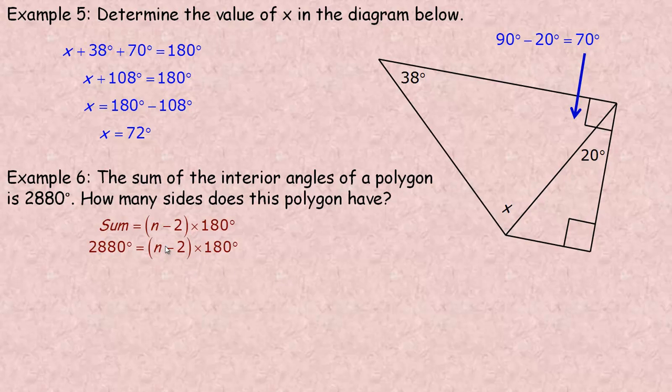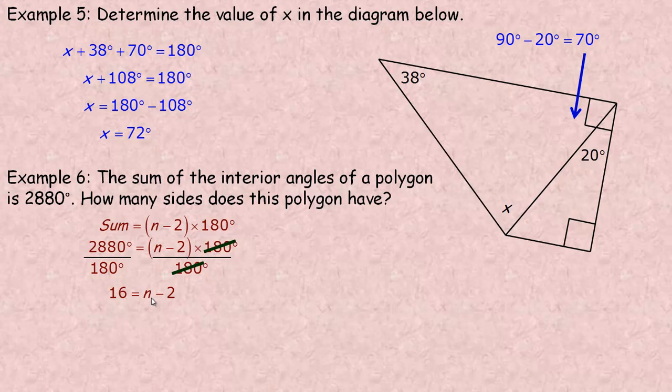Now, 2 ways you can solve this. We could actually expand the 180 into here, but the 180 actually will divide out of both sides of this equation. So we can divide the 2880 and the 180 both by 180. And the purpose of that is so that these divide out, and you see we'll just have n minus 2 on this side. 2880 divided by 180 is 16.